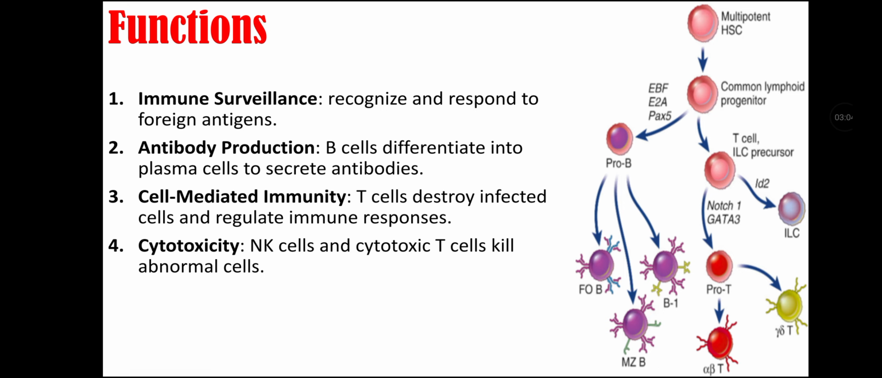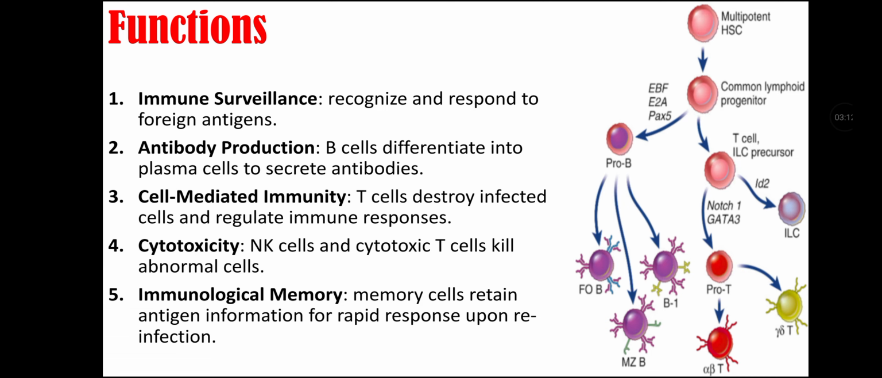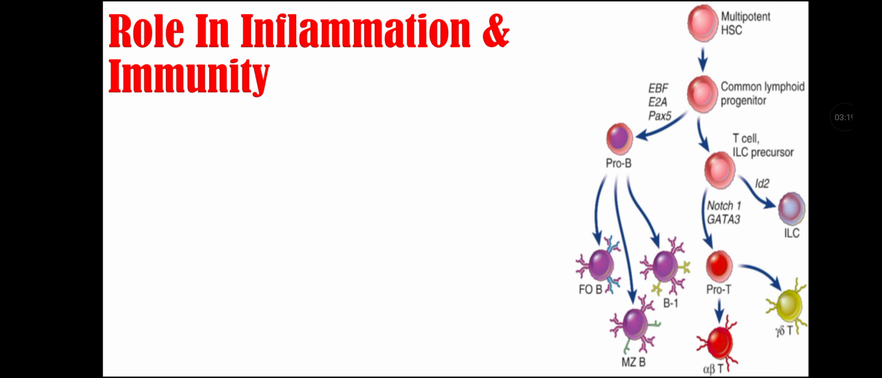Fourth function of lymphocytes is cytotoxicity as natural killer cells and cytotoxic T cells kill abnormal cells. Fifth function is immunological memory as memory cells retain antigen information for rapid response upon reinfection.